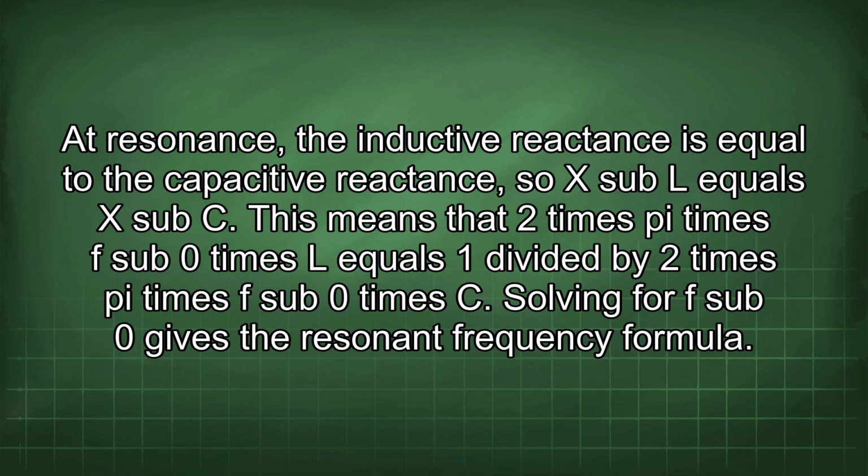This means that 2 times pi times f sub 0 times L equals 1 divided by 2 times pi times f sub 0 times C. Solving for f sub 0 gives the resonant frequency formula.